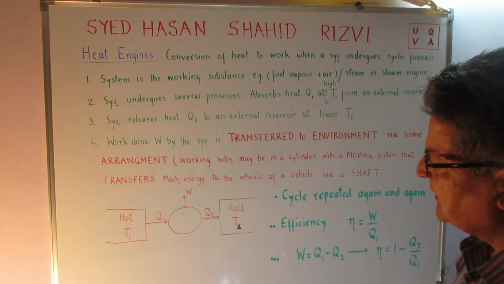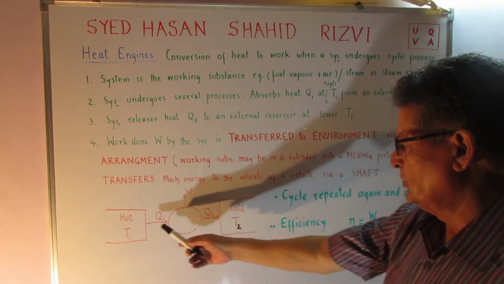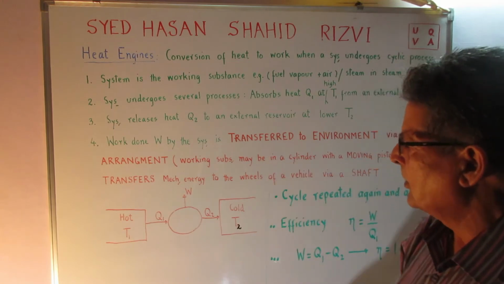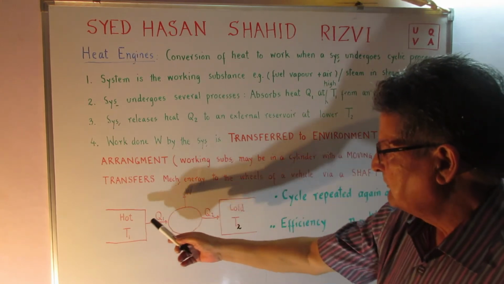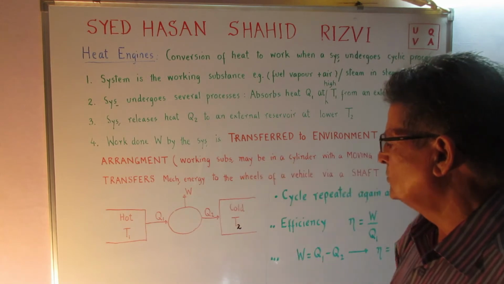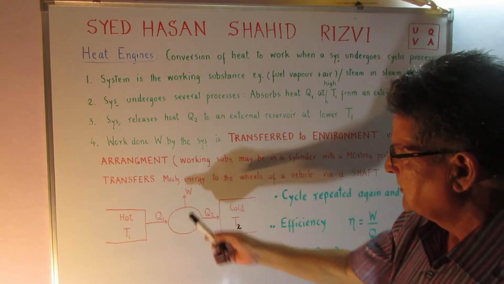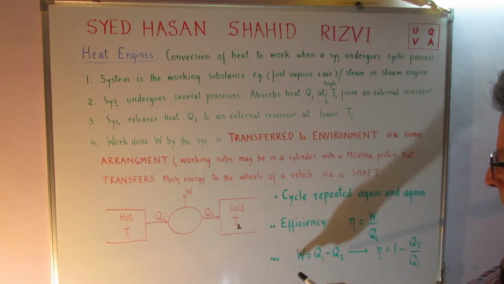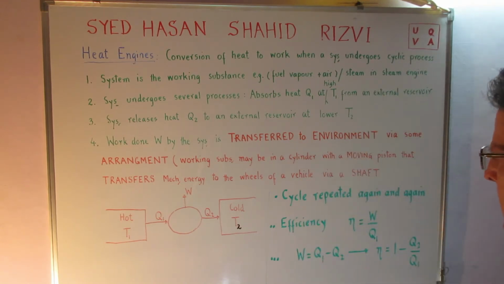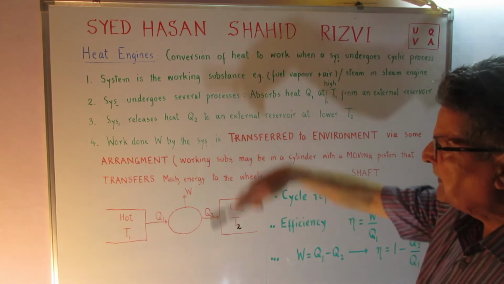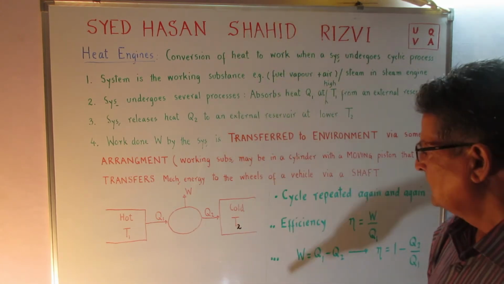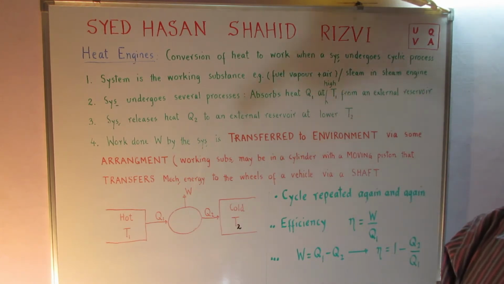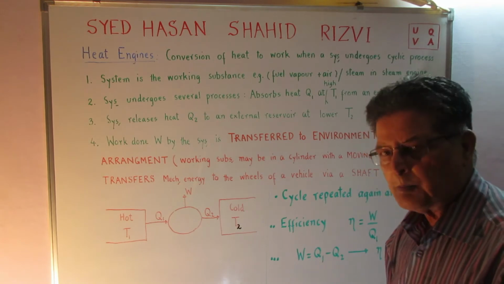So the schematic diagram is simple to understand: a hot reservoir and a cold reservoir. Heat is taken from the hot reservoir and given to the cold reservoir. And the difference is W, which is the work done, equal to Q1 minus Q2. And then we repeat this cycle. The cycle is repeated over and over again so that a certain work is accomplished.